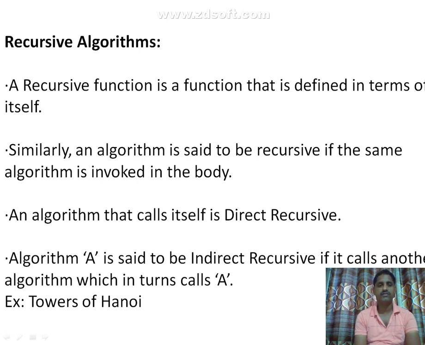In that way we can assign two types of recursive functions, that is direct recursive and indirect recursive. If an algorithm calls itself, it is called direct recursive. An algorithm A is said to be indirect recursive if it calls another algorithm which in turn calls A, that is called an indirect recursive algorithm.